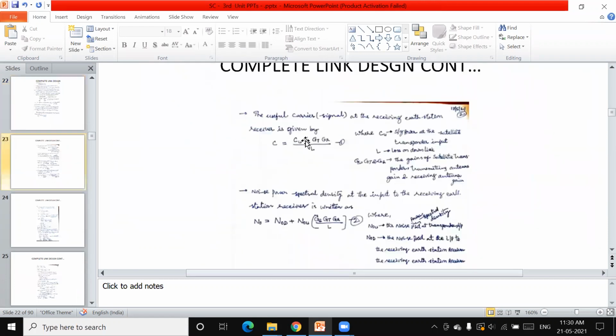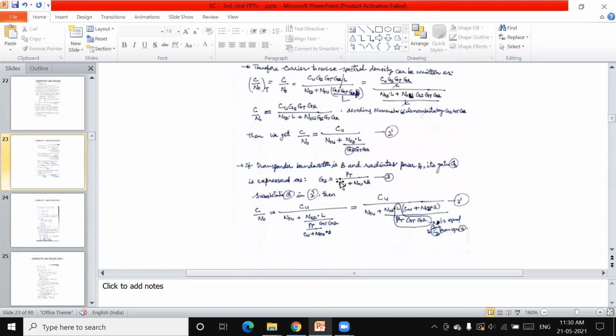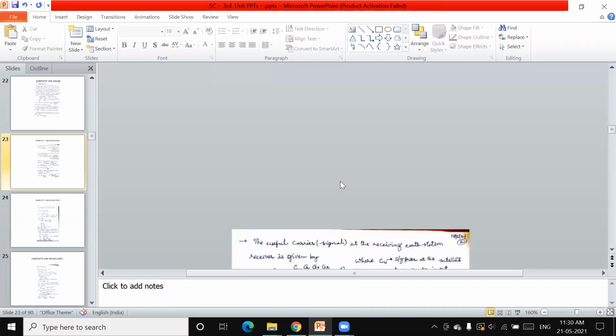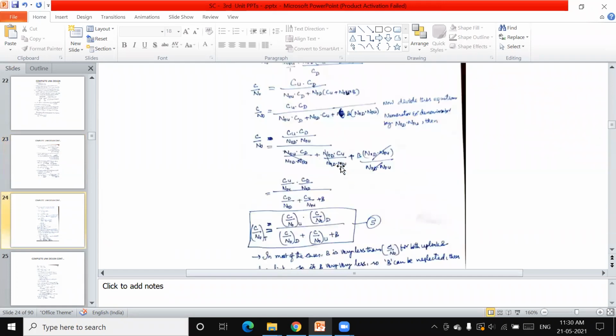Because this is very important from the examination point of view, please all of you pay attention to this. Complete link design is very important for the examination. Please go through it well and study it once again. I will give you the same slides, these PPTs, and the video links will also be available. And now this is all over.